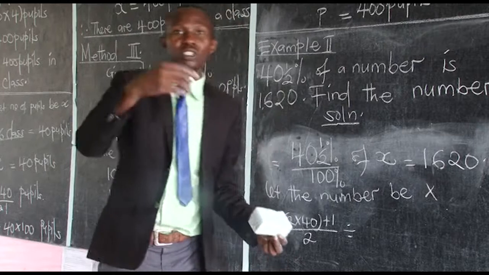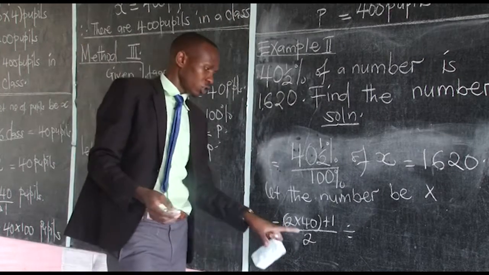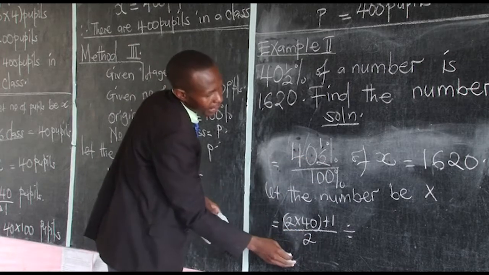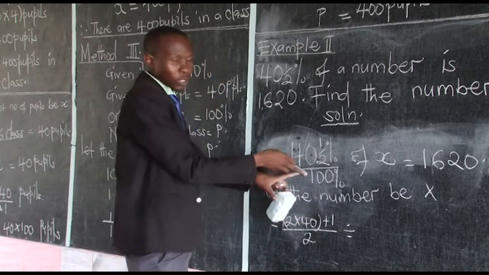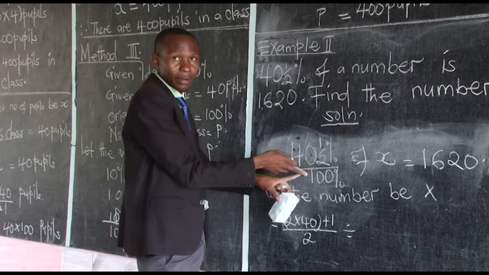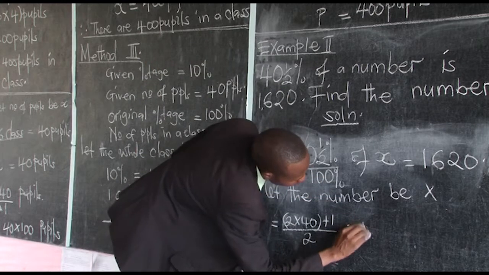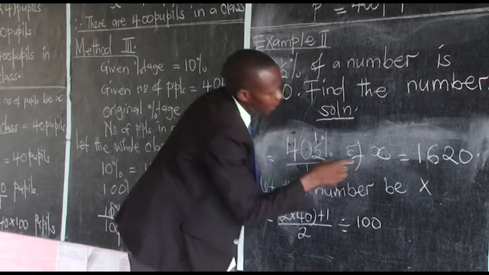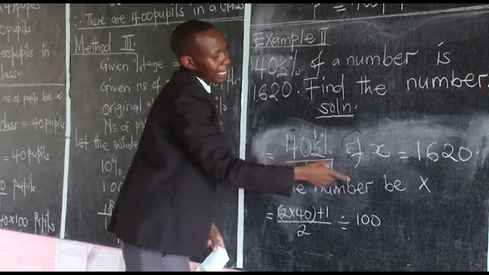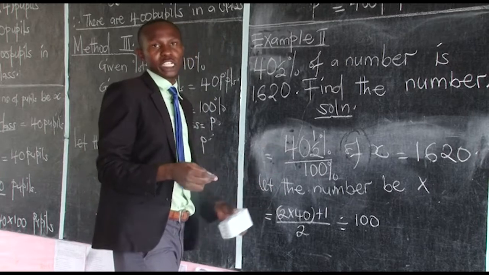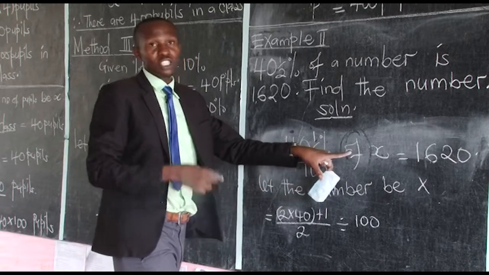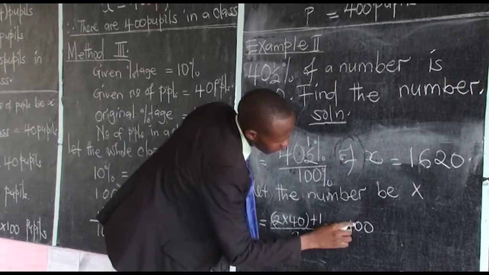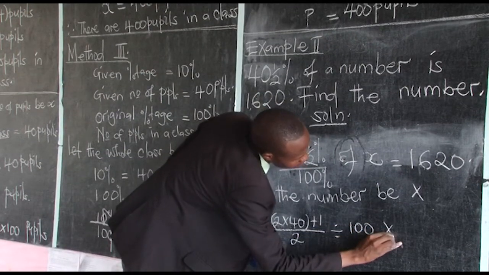So we are going to say out of 2. Then this side, instead of saying out of 100 here, I'm going to say divide by this original percentage, which is 100. So I will say divide by 100. The 100 is the percentage. Then what? Which statement is here? The word of. We said earlier on in example 1 that the word of simply means times in mathematics. So we shall get 100 times the number.